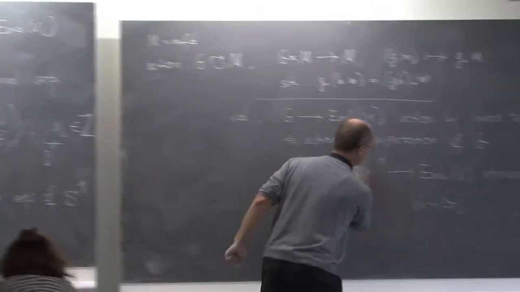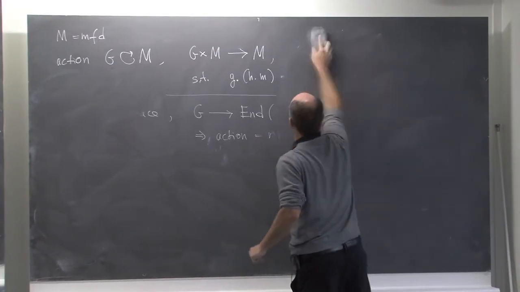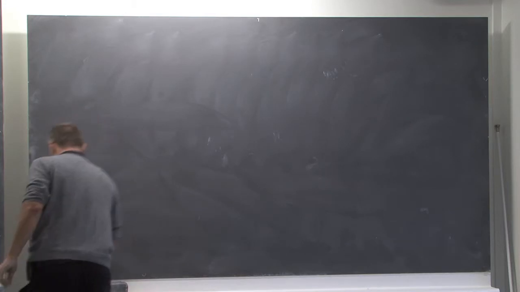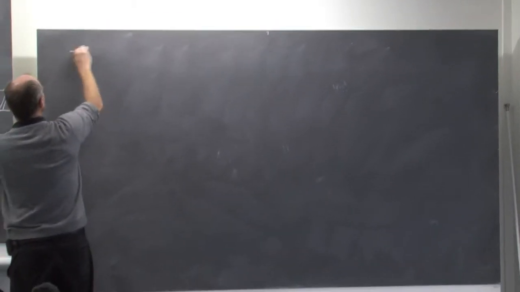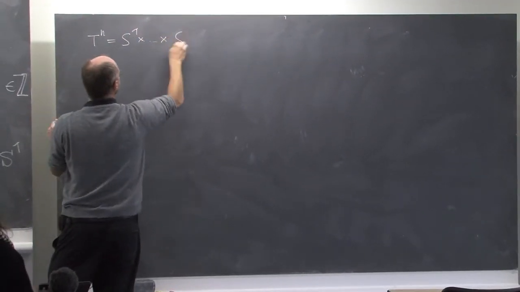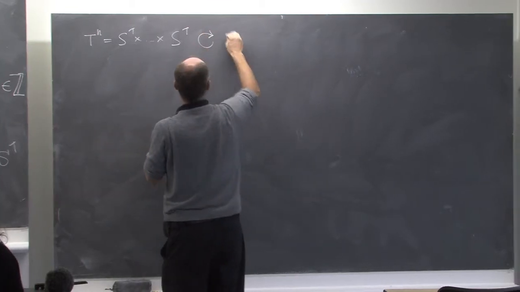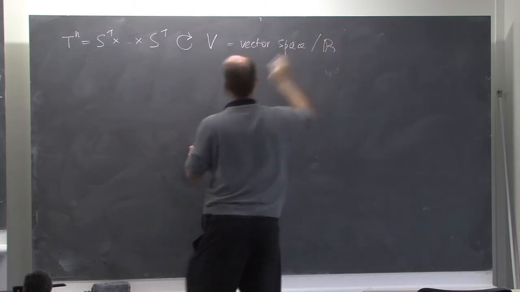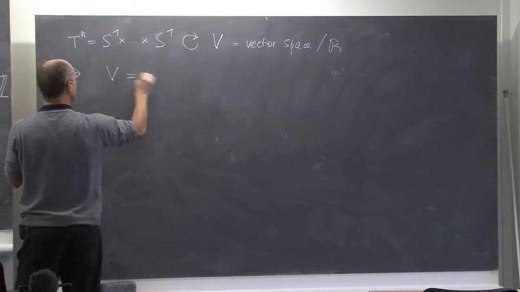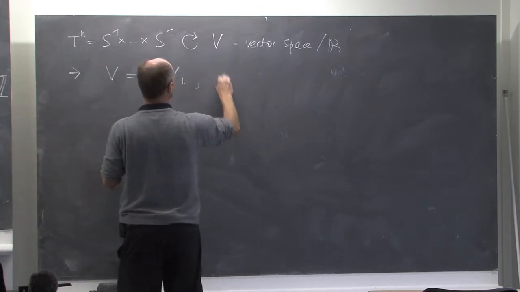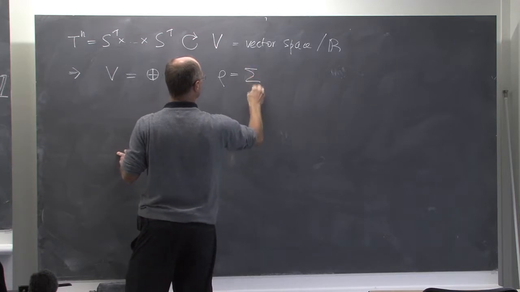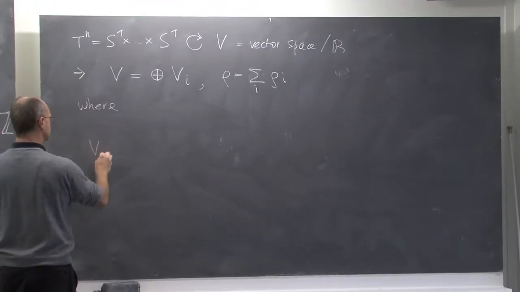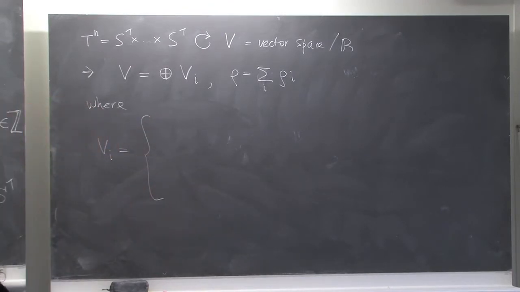Right. Let me finish with one more formula of the same type. And then I formulate the question, and then you try to guess what the answer is. So now I want to say that Tn, which is a product of circles, acts on V, a vector space over R. So then V is a sum of Vi's. Rho is a sum of rho i's. And Vi is taken from some list.